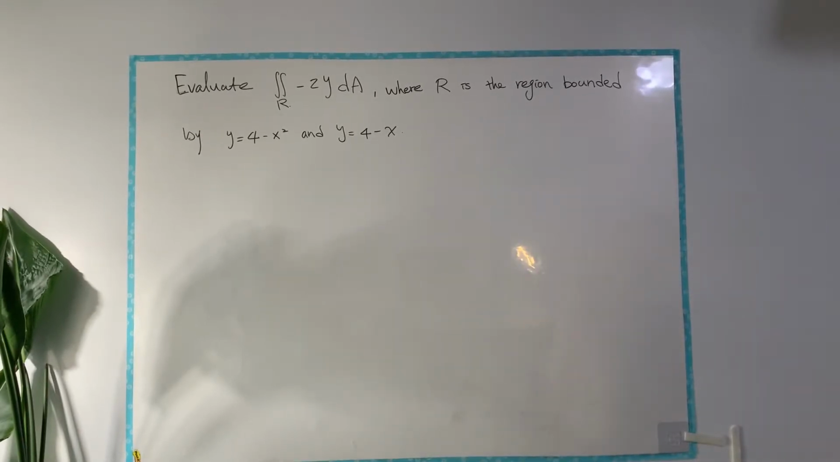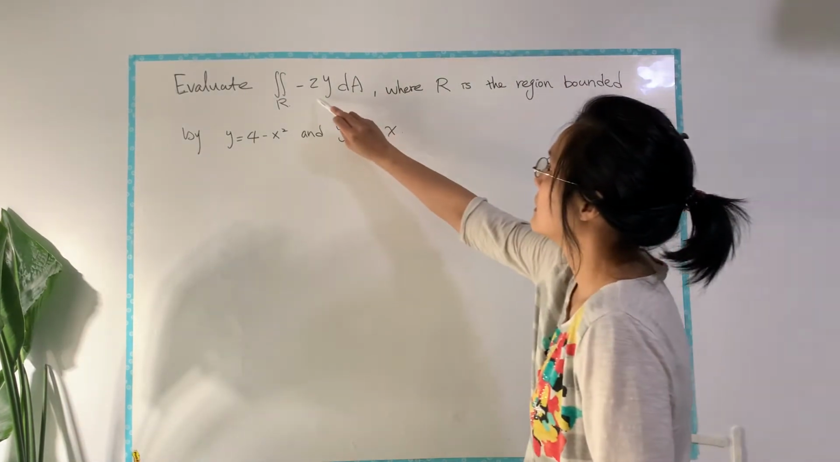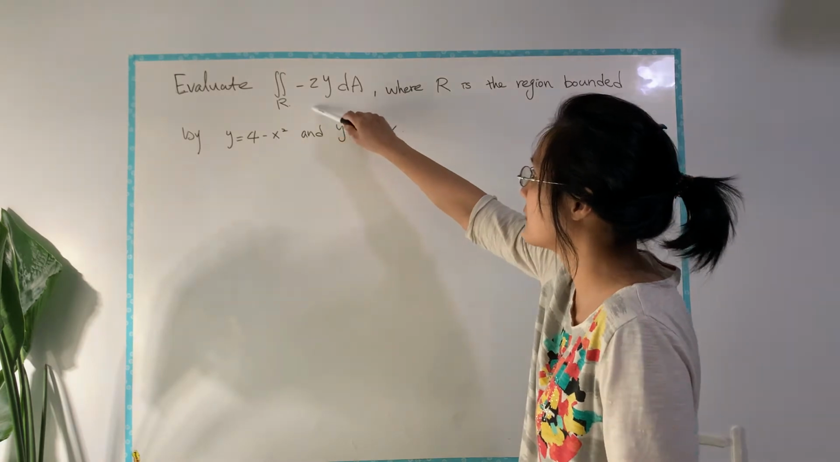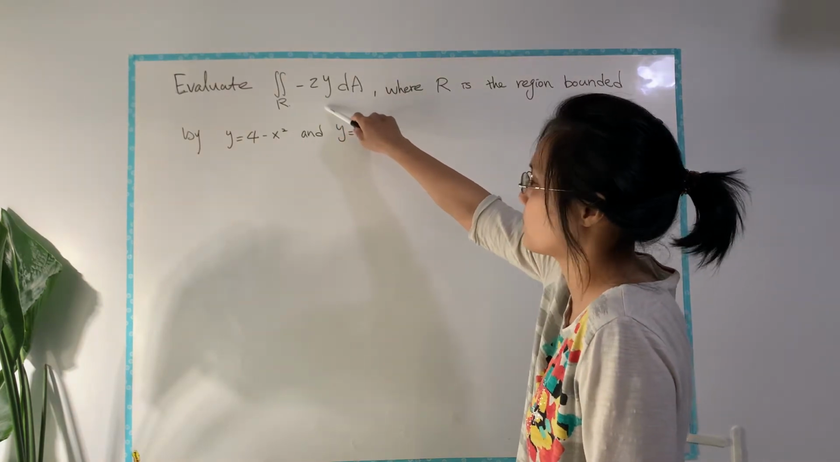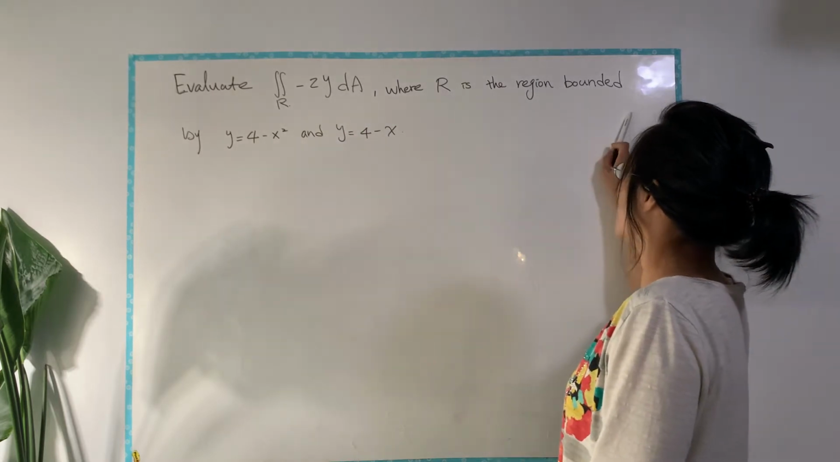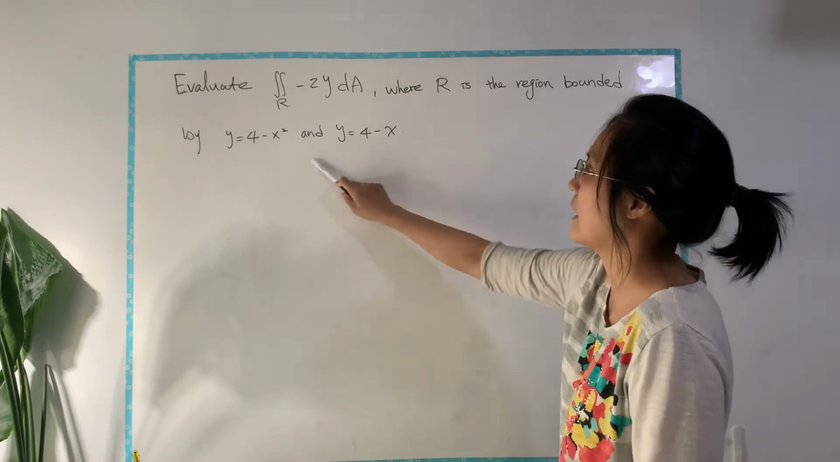Let's look at this problem. I have a double integral, so I'm given integrand f, in this case f of x y equals negative 2y, over the region R, and R is the region bounded by these two graphs.